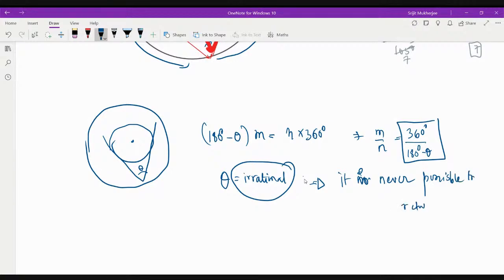Don't always just do the problems, do a generalization of it. Always explore the problem. That's why I'm using this opportunity to generalize the problem as much as possible. So it's never possible to return to the initial position if the angle is an irrational number.